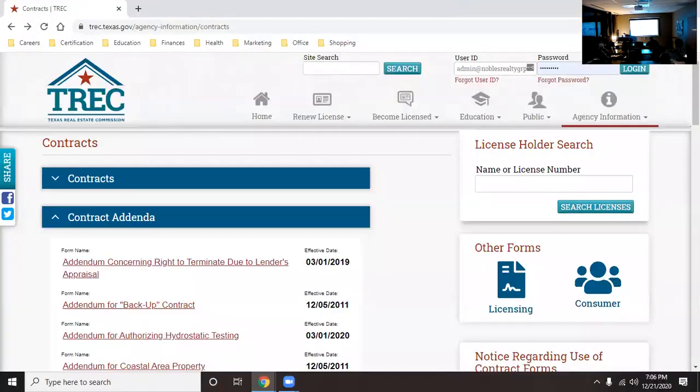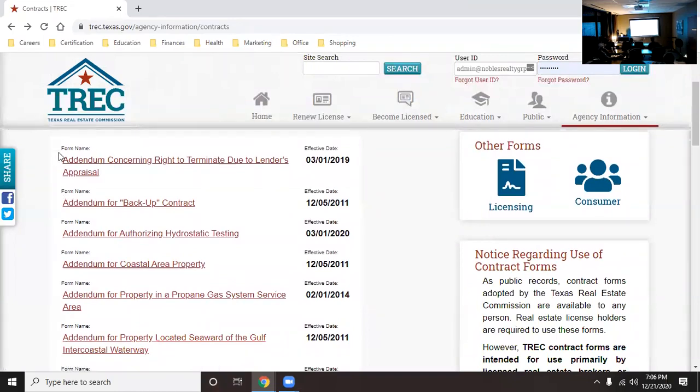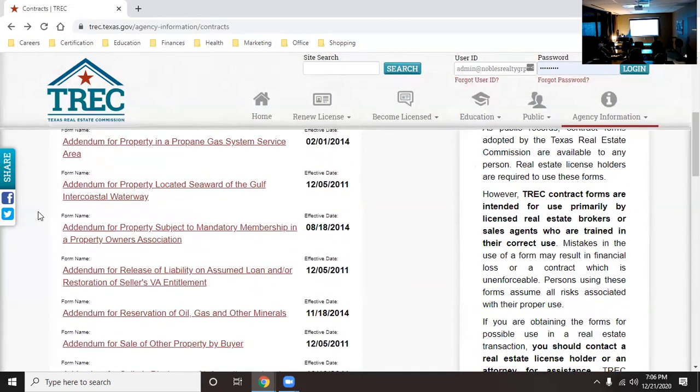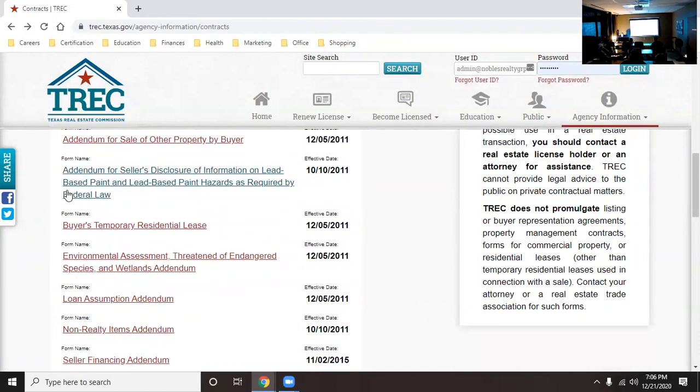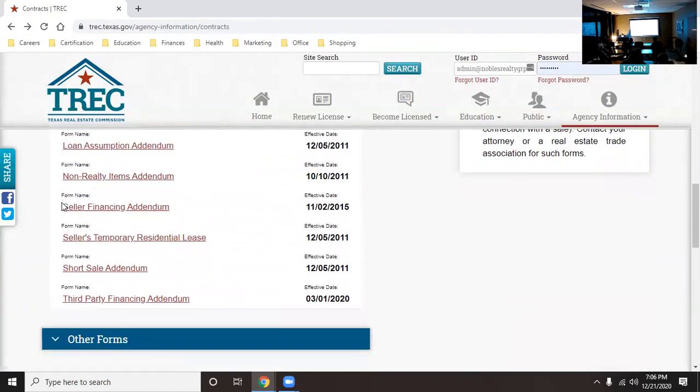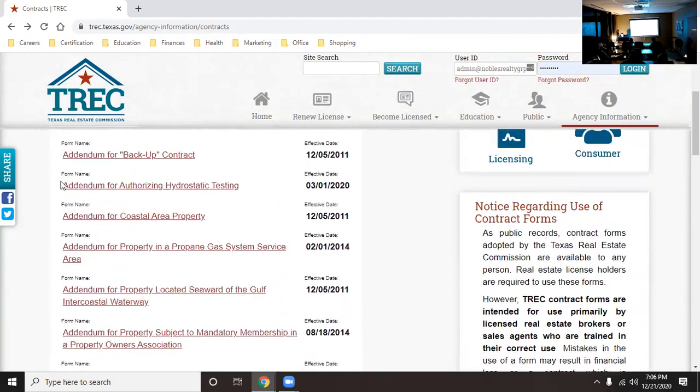Let me smooth this right on over here for y'all. Look at all these beautiful addendums that you can end up adding to your contract. Miss Linda loves all of these. She loves them to death. Aren't they just so beautiful, Colton? Man, just so much more work for y'all. Isn't that wonderful? All of these can end up being added to your contract.